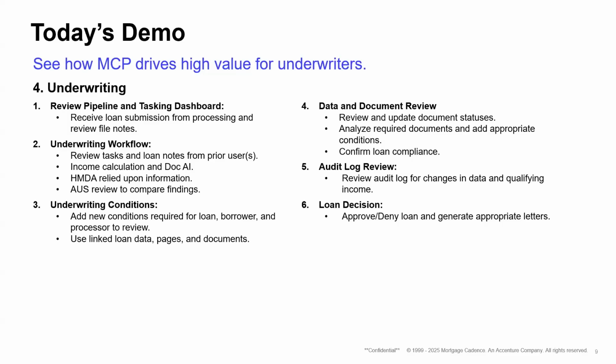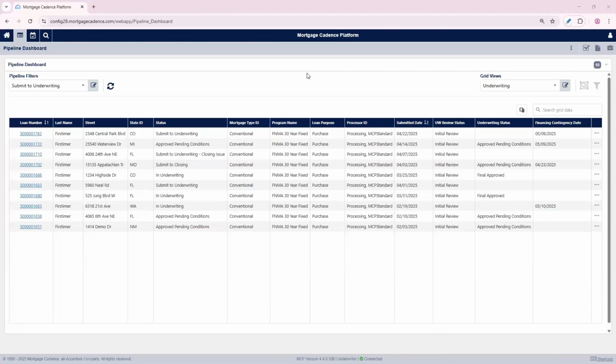We'll start off reviewing a pipeline where the loan has been sent to the underwriter from the processor, go through the underwriting workflow, review and add conditions to the conditions module, and then decision the loan. We pick up as an underwriter reviews their pipeline and the loans that have been recently submitted or have previously been submitted to them.